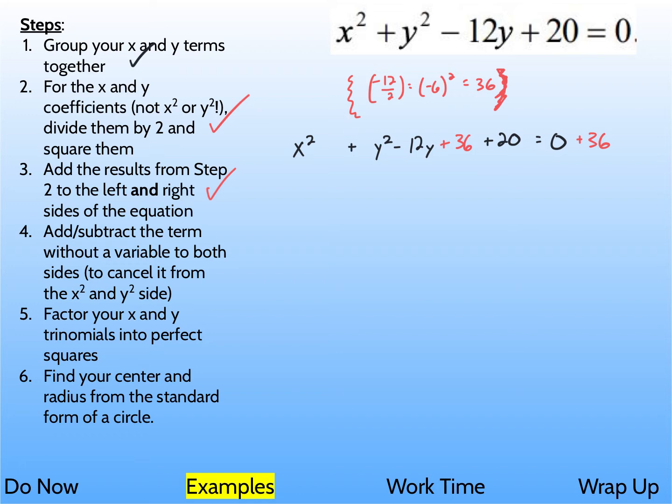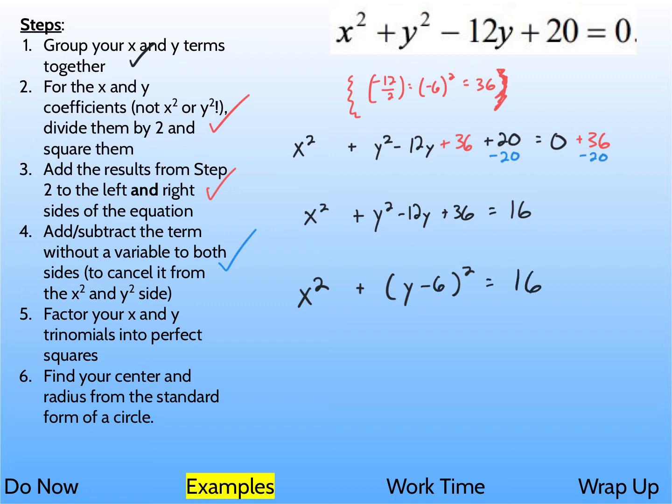Now let's get rid of this 20. Let's move it over to the right side. So minus 20 on both sides, and then we rewrite the equation. So our next step here is we have to factor it. And guess what? The x part is already factored. Can't touch anything with that. Plus, and then this is the y part we have to factor here. With this, remember, we can just divide this by 2, negative 6. So it'll be y minus 6 squared equals 16, or 4 squared if you want to look at it that way.